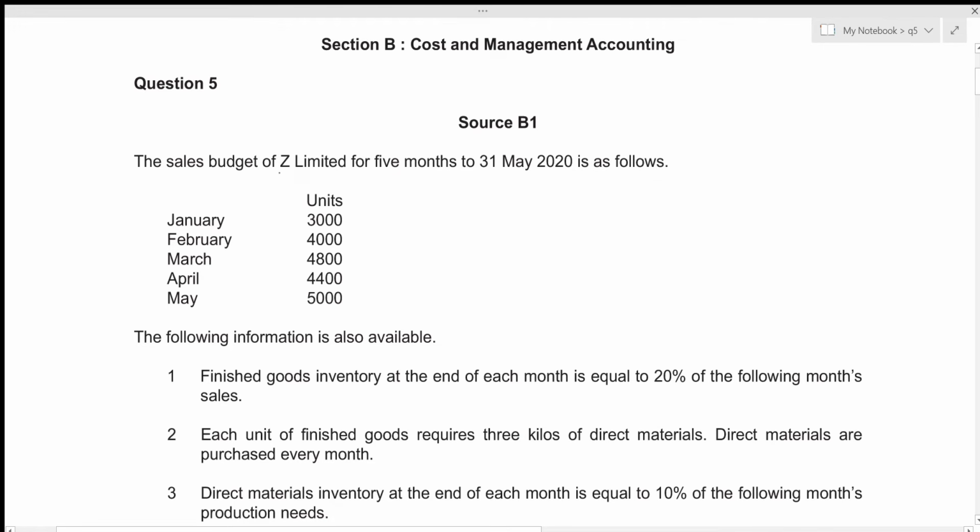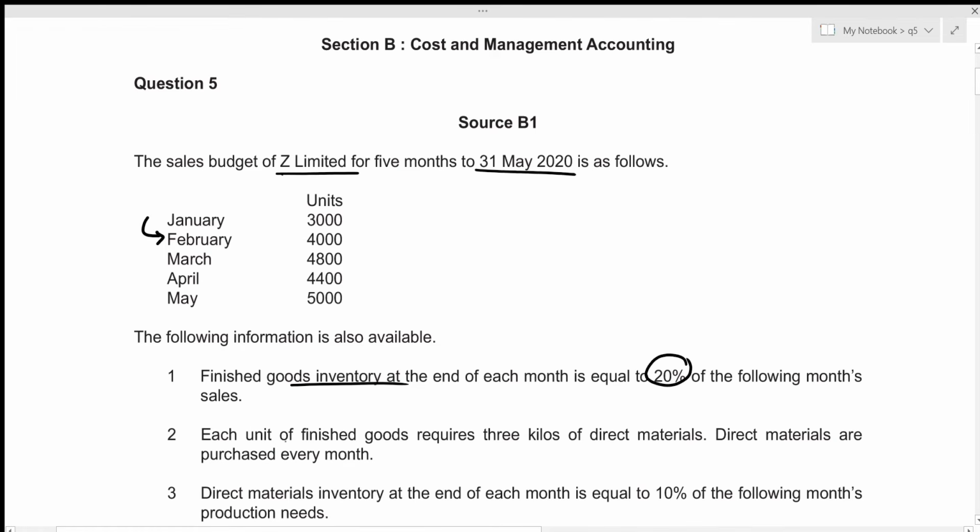The sales budget of Z Limited for 5 months to 31st May 2020 is as follows. So we are given the number of budgeted sales units for the month of January, February, March, April and May. And we are given the following information. Finished goods inventory at the end of each month is equal to 20% of the following month's sales. So this just means that if we are trying to figure out the finished goods inventory for the month of January, that is going to be 20% of the sales units in February.